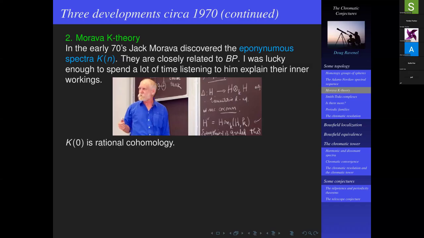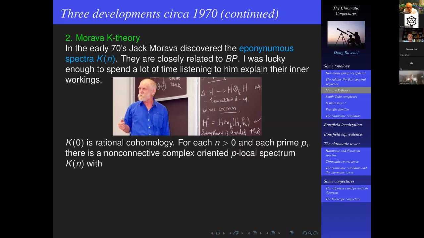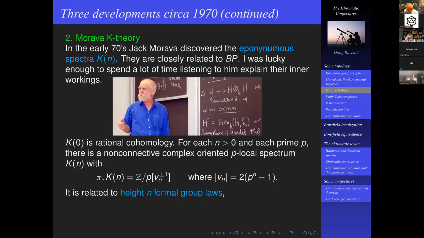Now, K(0) is simply rational cohomology. That's something that we've understood for a long time. But for each positive n and each prime p, there's a non-connective, complex-oriented p-local ring spectrum called K(n) whose homotopy groups involve that polynomial generator v_n that I mentioned before, and it's invertible in this ring. It's related to something called height n formal group laws.